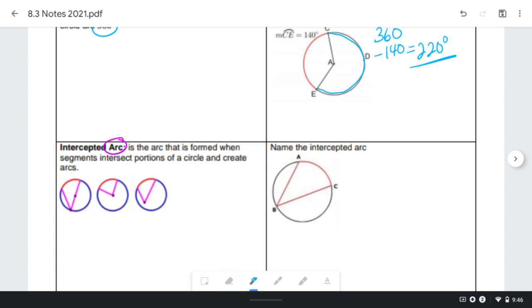We have the circle ABC. We have this intercepted arc in there, and the intercepted arc would be HC. And if you want to find the measurement, if they're asking for the measurement, that's when you see the M in front of it. And so the M stands for measurement.